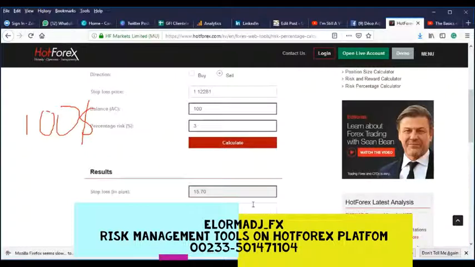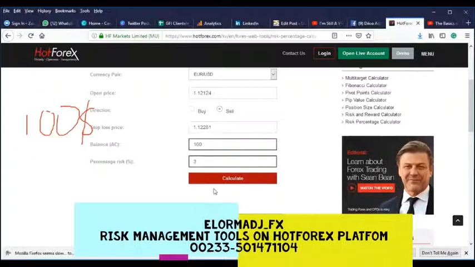So here's the result. I want to risk 3% of my account. The stop loss is 15 pips. As you can see, 15 pips. So let's go back here and make sure something is right. So here is 15 pips. If you want to use exactly what we have here, let's calculate it to see if it's the same. Exactly 15 pips.